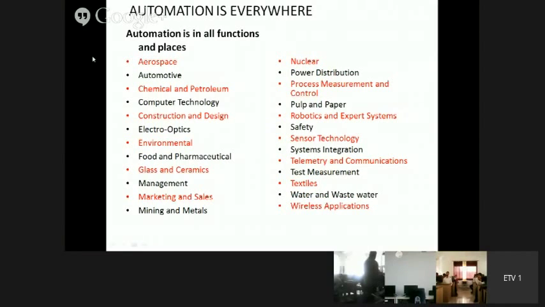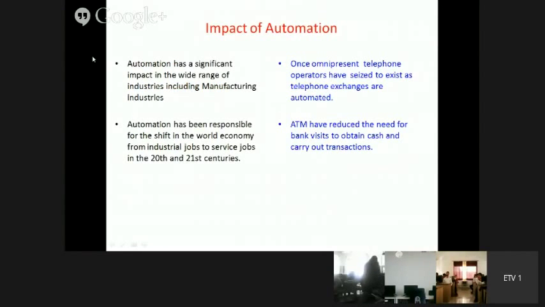Now, let us see what is the impact of automation. Automation has, no doubt, improved the technology, improved accuracy, improved preciseness, and improved economics. All those things are there, but there are certain demerits also. Let us see. Automation has a significant impact in a wide range of industries, including the manufacturing industry.